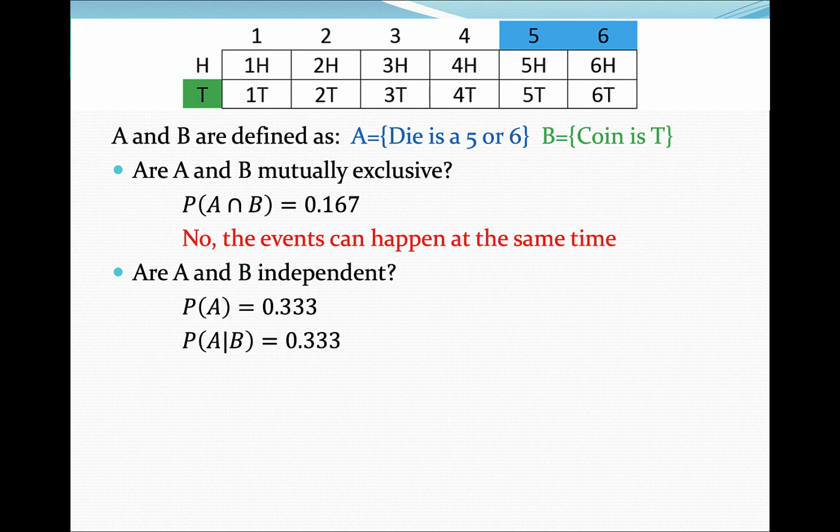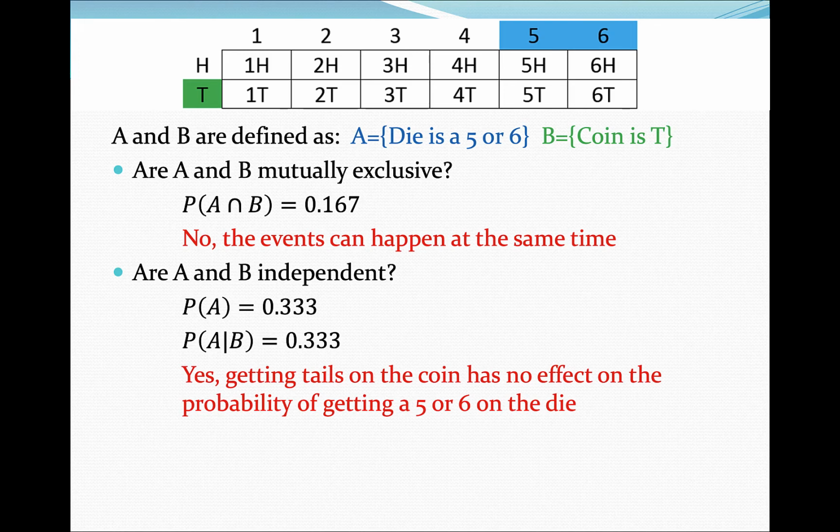So the easiest way to tell whether or not two events are independent is to compare these two probabilities. If the probability of A equals the probability of A given B, then they're independent, as they are here. If they're dependent, that means these two will not be equal, because B occurring changed the probability of A. It did have an effect, which means these two would not be equal.